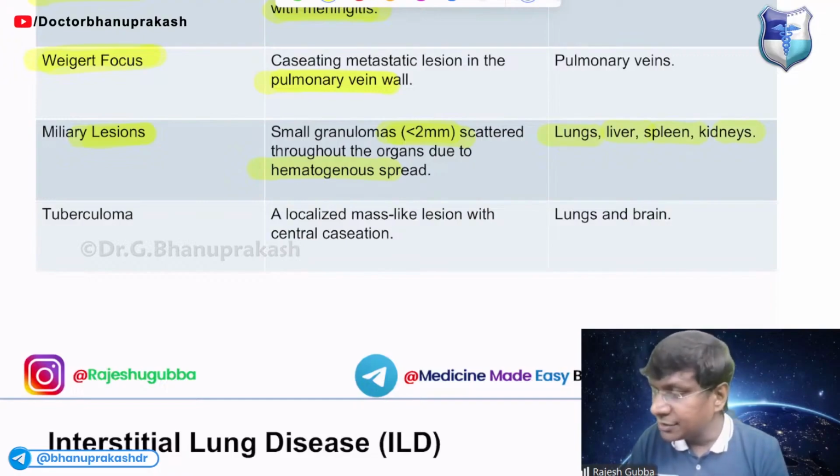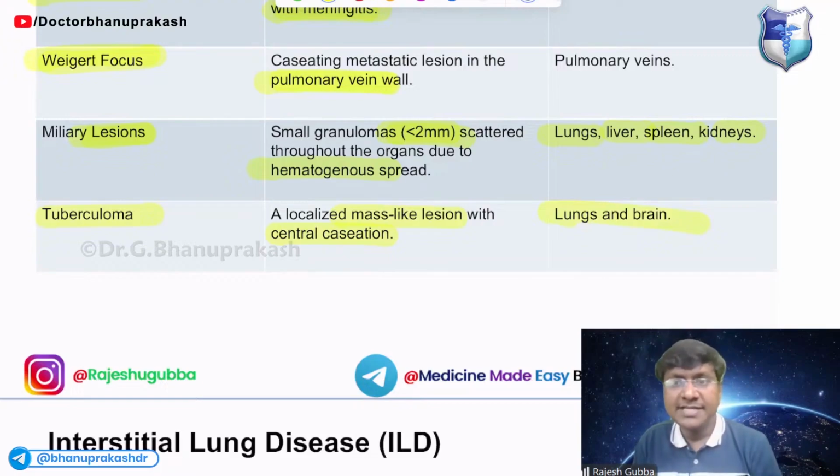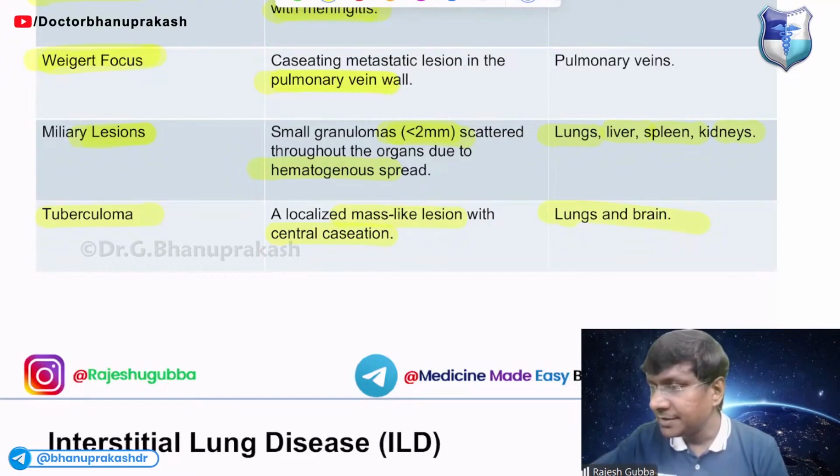Right? Next is the tuberculomas. If you take tuberculomas, this is a localized mass-like lesion with central caseation. Right? So where are these tuberculomas very common? Lung as well as brain. These are the places where you have the presence of tuberculoma. Okay, right.